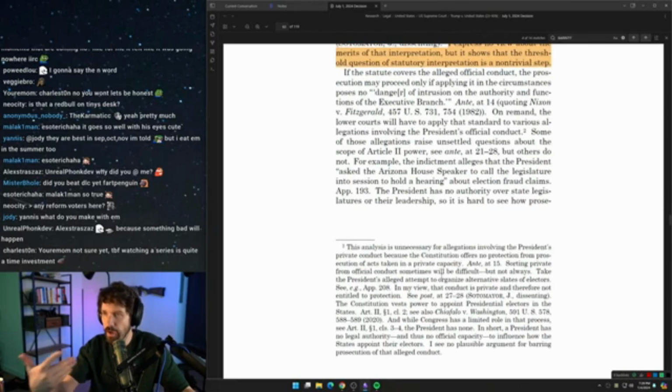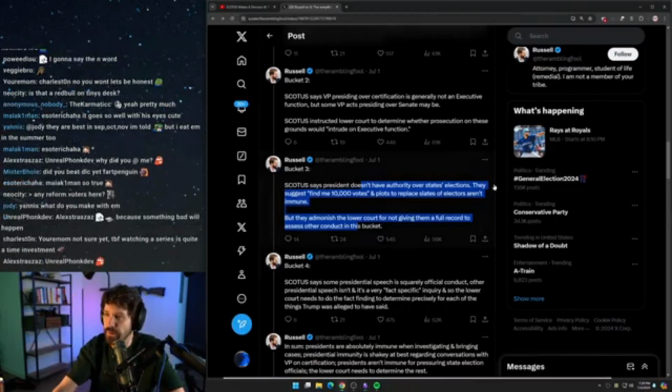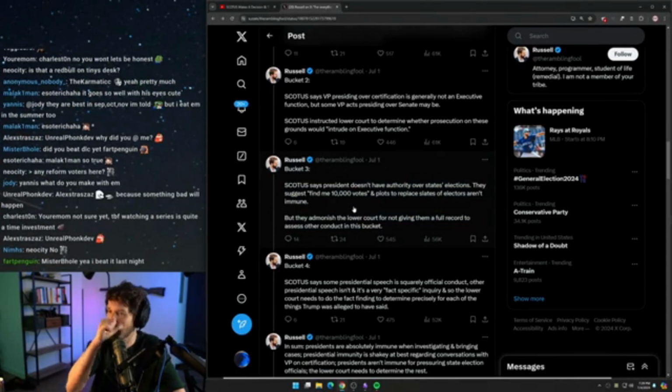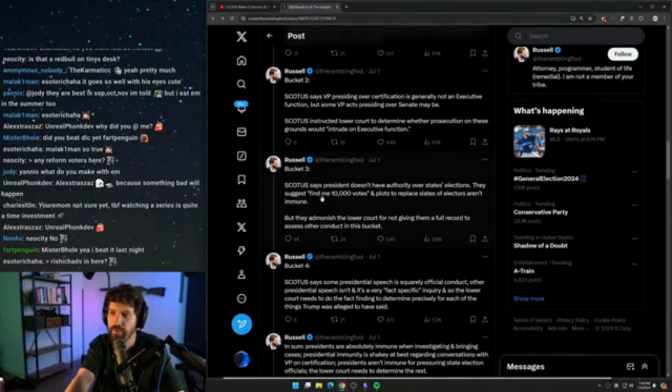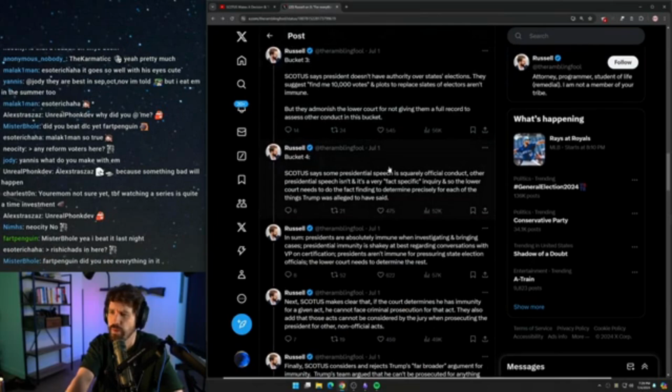So, Amy Coney Barrett makes that assessment. Roberts does not. So that is not in the majority opinion, the controlling part, that the president doesn't have authority over his state's elections. I don't know where he's getting that from. And I don't think they admonish the lower court at all. I don't like that phrasing.